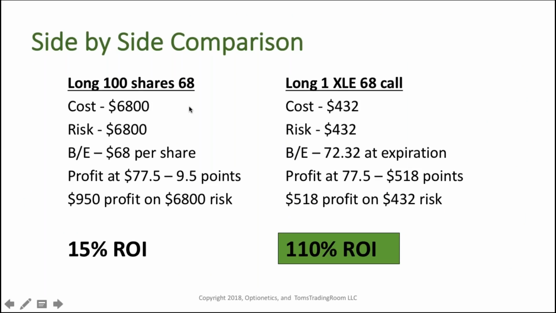So a side-by-side comparison might look like this. Let's say you were long 100 shares of this XLE at 68, but then the trader next to you was long the 68 call. You're putting out $6,800 for 100 shares. At the time, that call option cost $432. Your risk, even though it's very minimal, is the price you paid for the stock. The risk over here, much less, is the price you paid for the option.